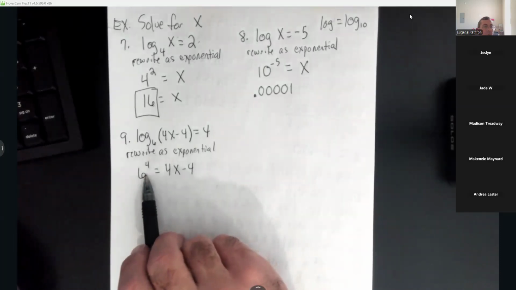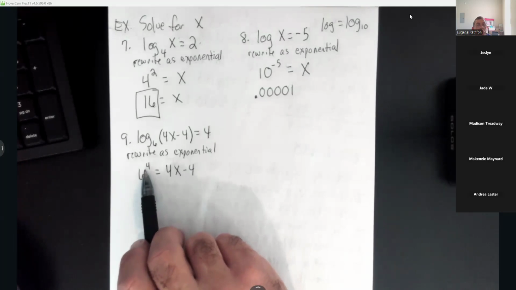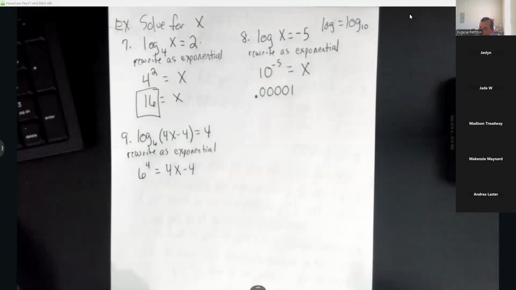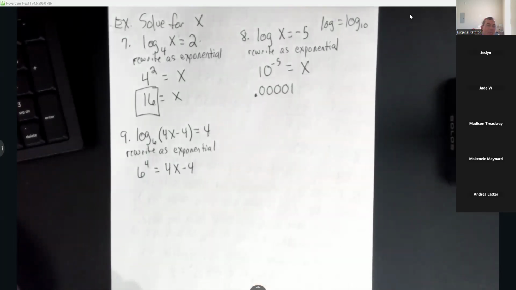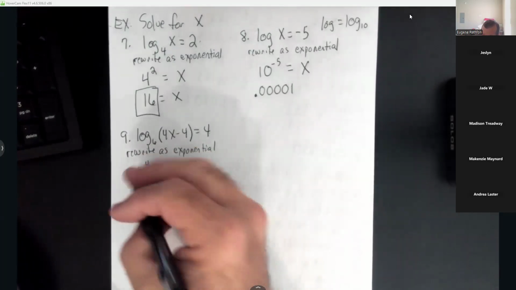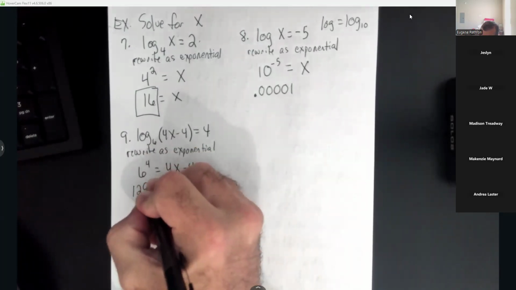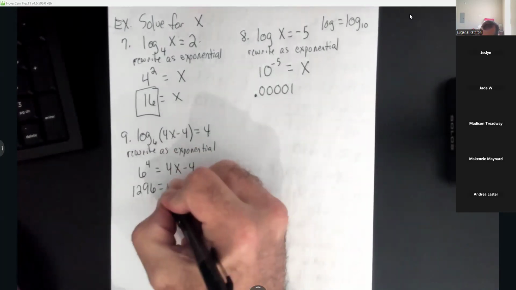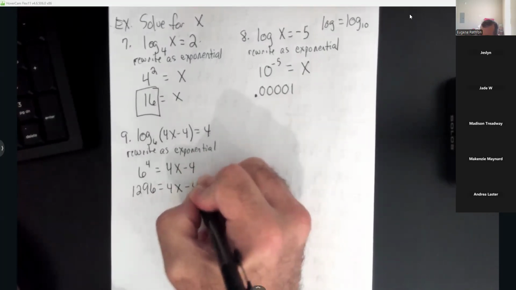All right, y'all, punch this on the calculator for us. 6 to the 4th power. And let's see what we get out of that, because that's going to be a big number. That'd be like 6 times 6 is 36. 36 times 6 is 2 something. So what do y'all got? 1296. Sounds good. That's going to equal 4x minus 4.